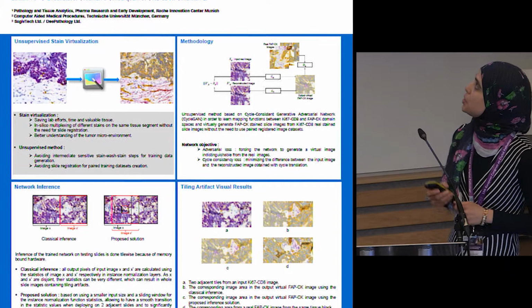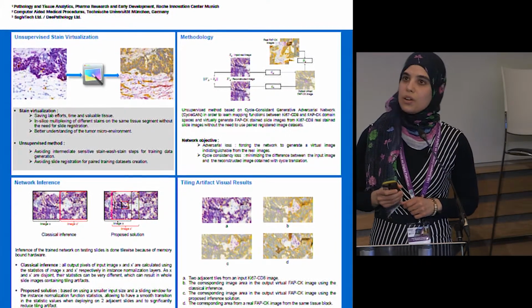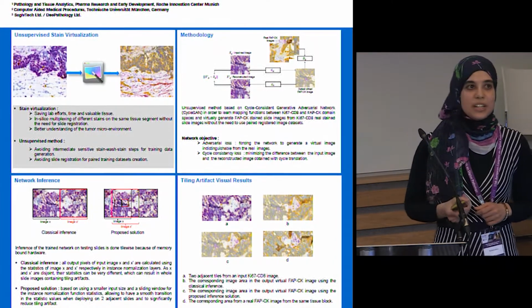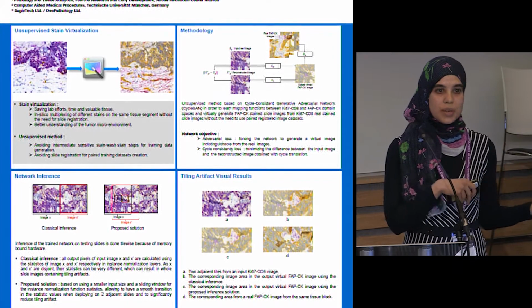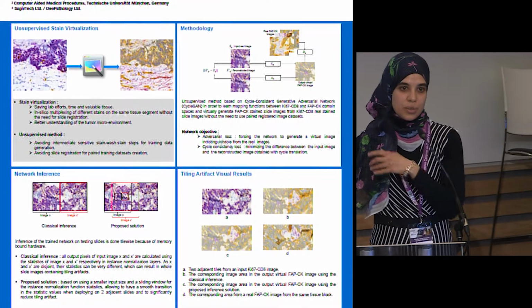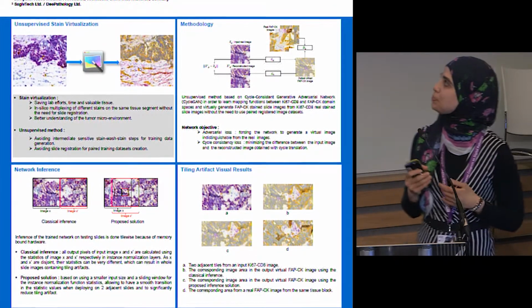So what we used is the cycle-consistent generative adversarial network, also called CycleGAN. And this network is built under the assumption that generating one image from the first domain to the second domain, then back from the second domain to the first domain would result in the same input image.